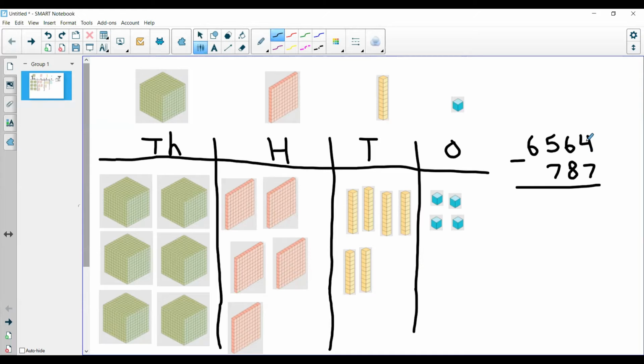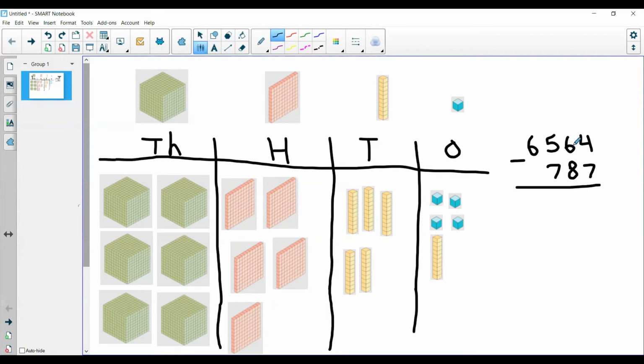So I'm going to start at the ones place when I'm doing my subtraction. I'm going to think, can I do 4 minus 7? I can't do 4 minus 7 because 4 is less than 7, so I need to go to my neighbor, the tens. At my neighbor, the tens, I'm going to regroup by taking 1 ten and turning that into 10 ones. Here's 1 ten, there's 1, 2, 3, 4, 5, 6, 7, 8, 9, 10 ones.